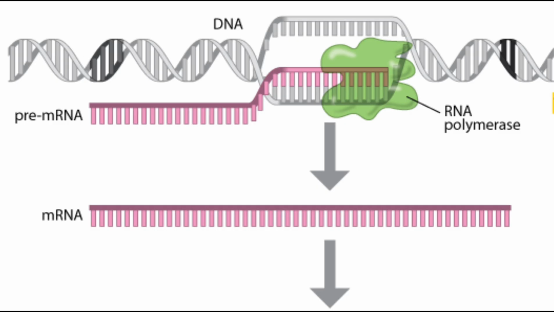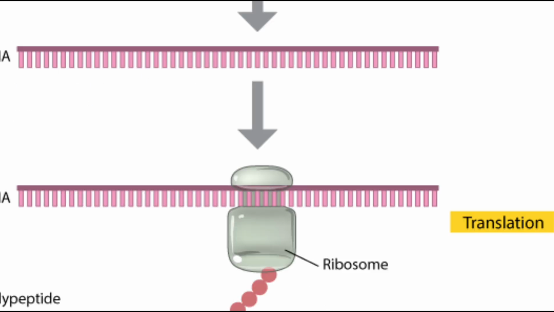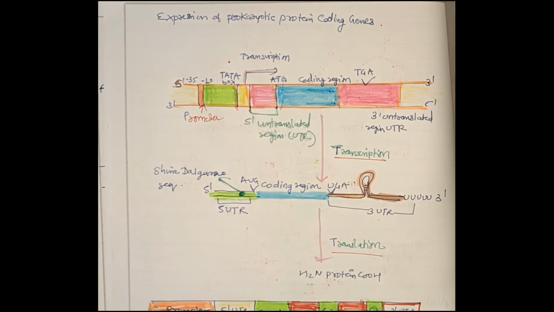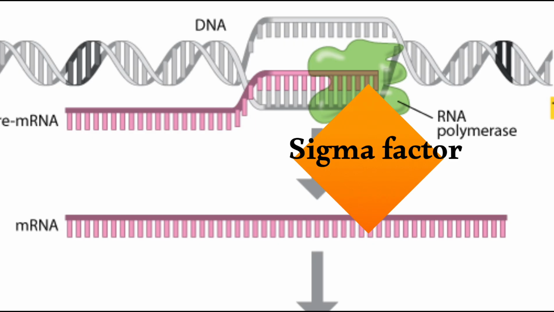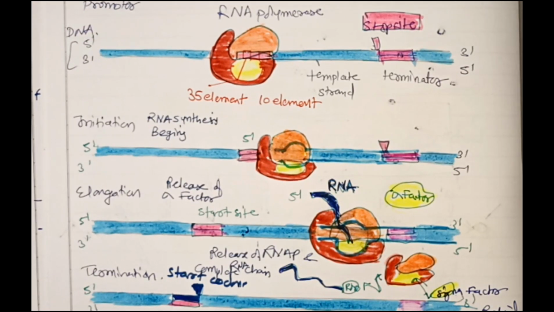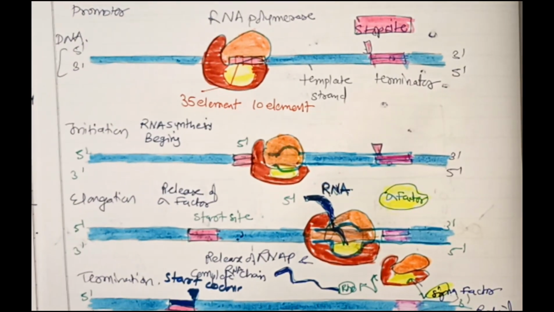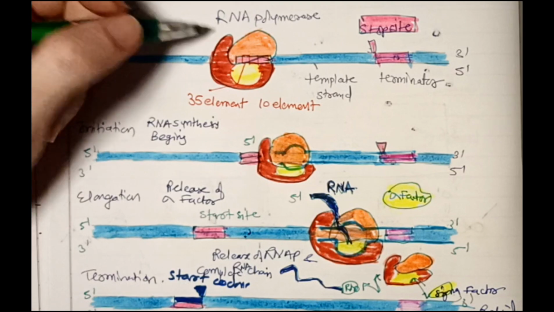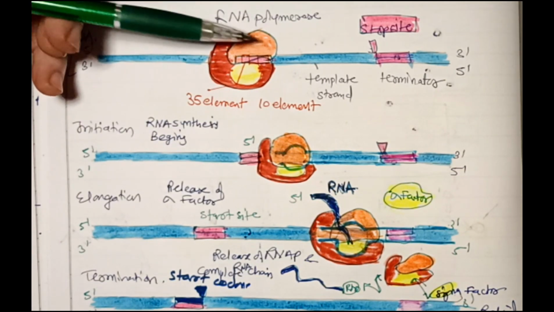The RNA polymerase separates the two strands of DNA as it reads the base sequence of the template strand. Transcription begins at the first base pair. Sigma factor is released as soon as the transcription is initiated. Then the core polymerase continues moving along the template strand in the 3' to 5' direction, synthesizing the mRNA in the 5' to 3' direction.